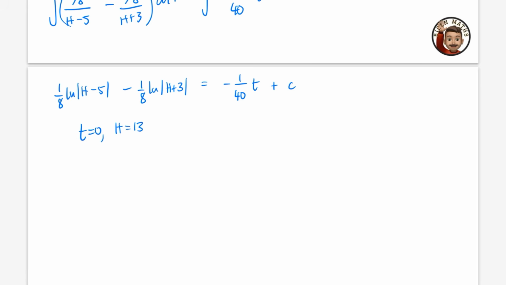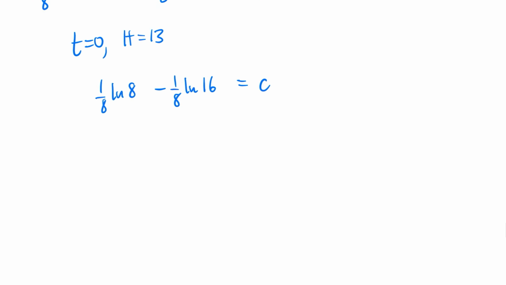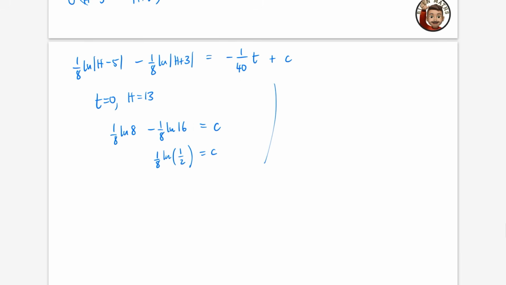Let's sub some stuff in then. So h is 13 here would be an eighth ln of 13 minus 5, which is 8, minus an eighth ln of 16. The t is 0, and we just get the c part here. So if I was going to combine these into one single thing, remember with a subtraction, as long as you've got the same factor outside the front, we can do it as a division. So it is 1/8 of the ln of 8 over 16 is equal to c. Well, I know that 8 over 16 is just a half, so I have 1/8 ln of a half, meaning I've now got what c is.